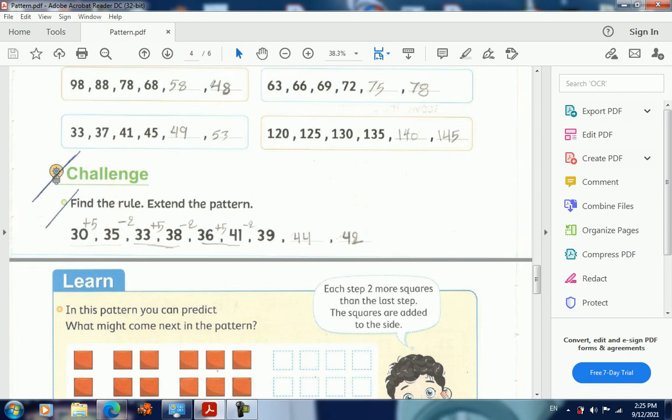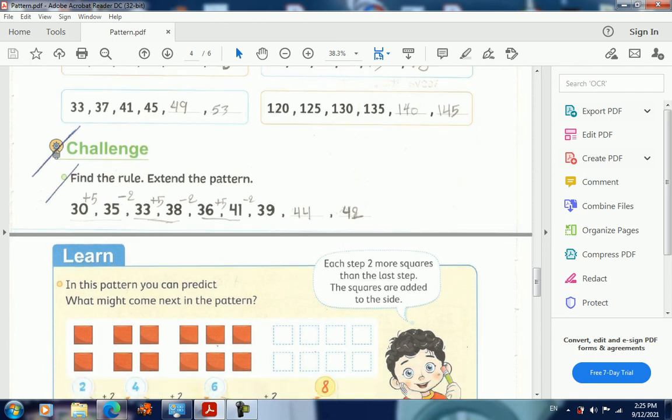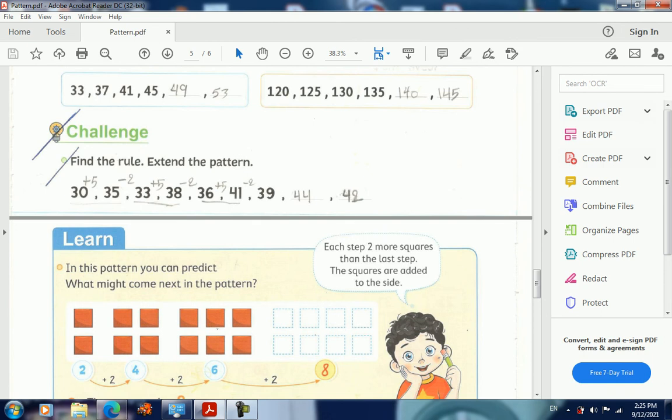Then 63, 66, 69, 72. So we are adding 3 this time. So 72 plus 3 is 75. 75 plus 3 is 78. Now 33, 37, 41, and 45. This time we are adding 4. So 45 plus 4 is 49, and 49 plus 4 is 53.